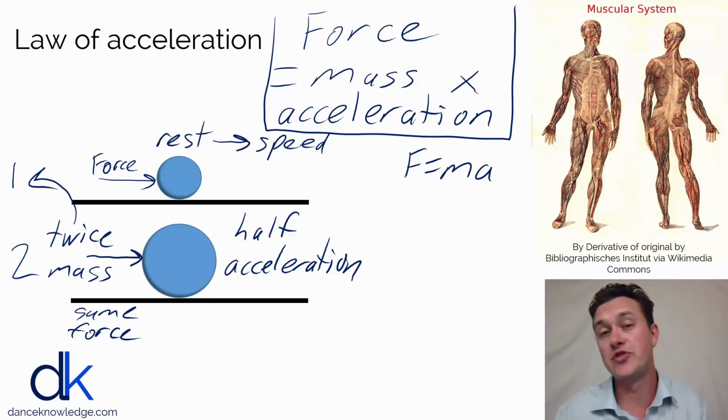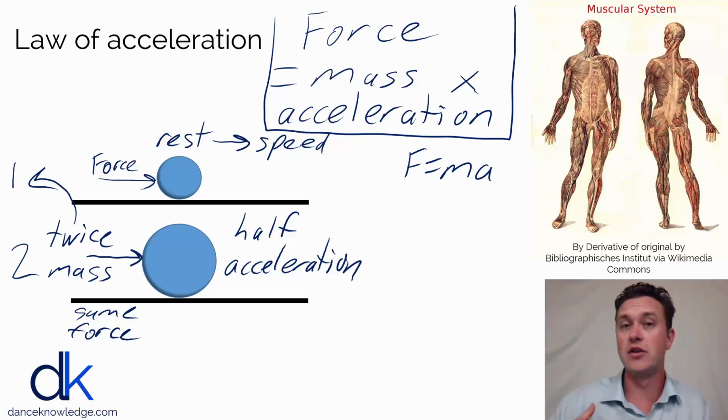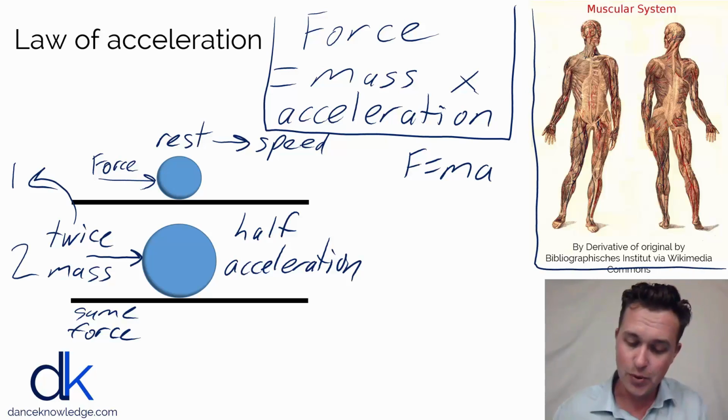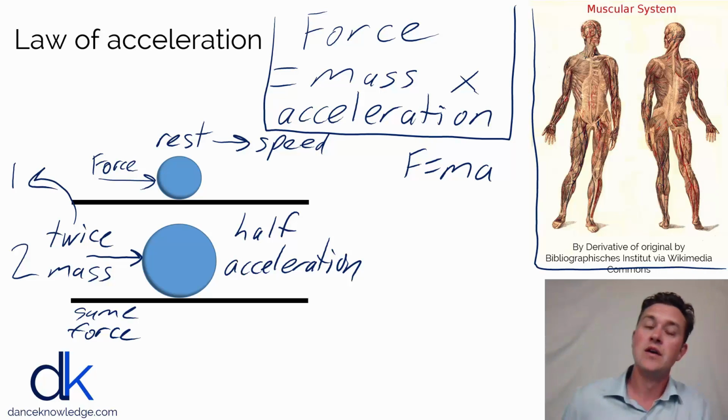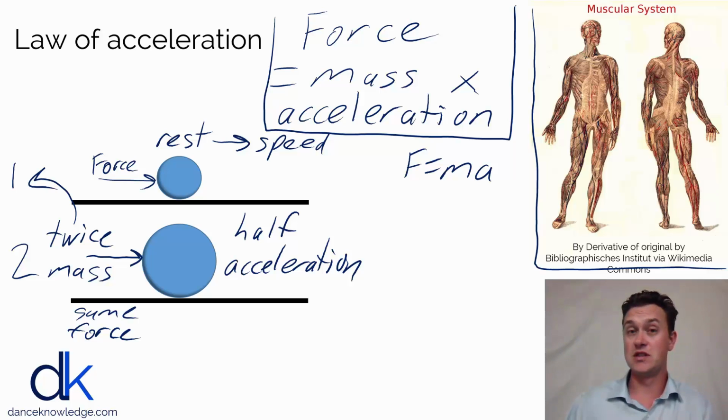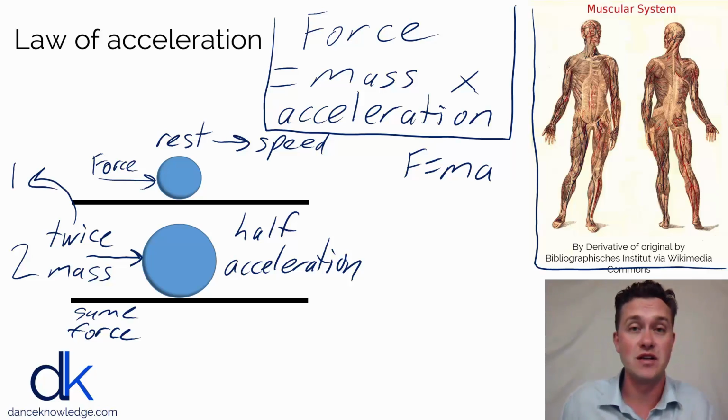So that's the abstract explanation that we've got here. But let's look at how it applies to the body. You can see I've got this picture here from Wikipedia showing the muscular system. Hopefully it's not that far a leap to understand that a big male dancer is going to need more force applied to his body to produce the same movement as a smaller female dancer will. So the same law of acceleration applies here. It applies to whole body movements, but it also applies to the different parts of our body and the forces we need to move those different body parts.